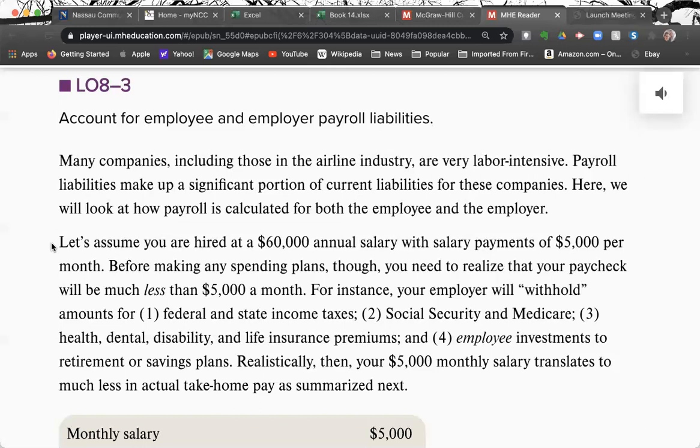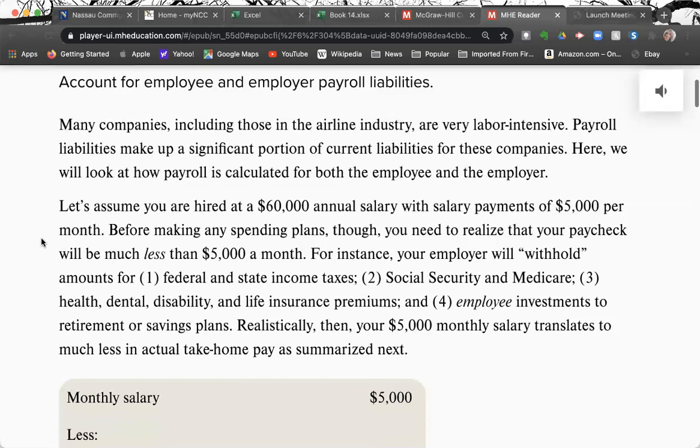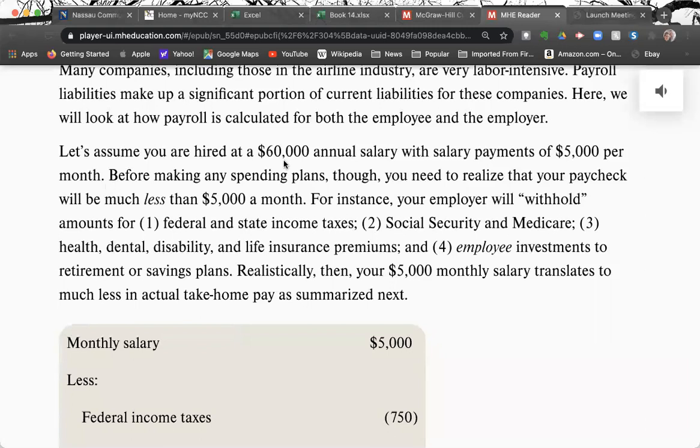These days, a lot of people have family leave taken out of their paychecks. You might have to contribute to your health insurance. That comes out of your paycheck, et cetera, right? So here we're giving you an example. Let's assume you're hired at $60,000 annual salary, which means your salary is $5,000 a month.